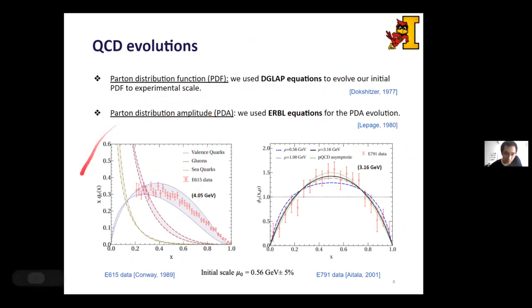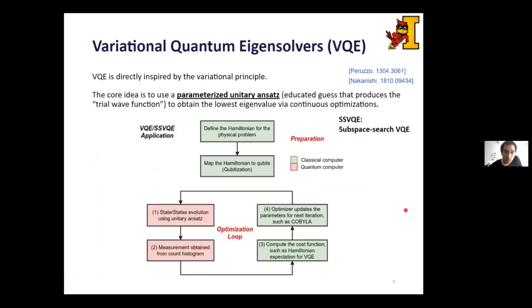So as you can see in this graph. And I will also compute the parton distribution amplitude, PDA, and we use the ERBL evolution equation to obtain the result and compare with the experimental scale. The focus of my talk today will be to look at the variational quantum eigensolver and how to solve the same physical problem using quantum computers.